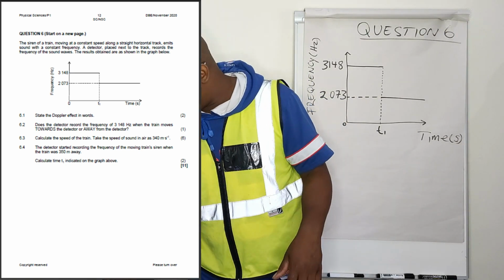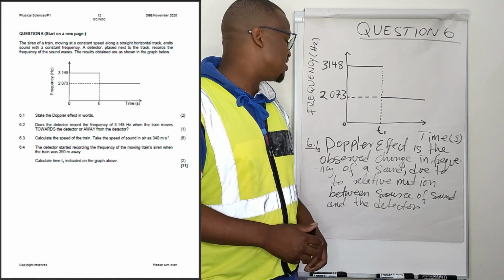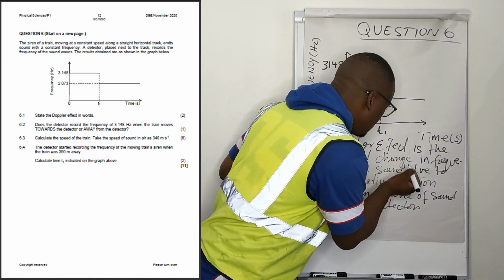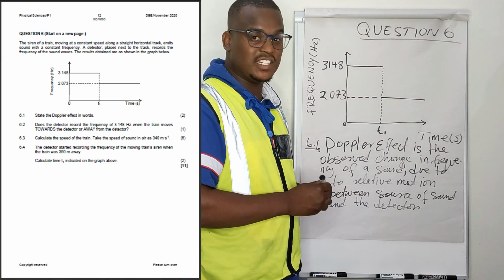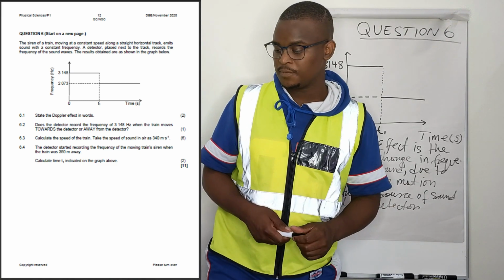So I'm going to write it down. The Doppler effect is the observed change in frequency of a sound due to the relative motion between the source of sound and the observer, or the detector in this case. This is the definition of the Doppler effect.